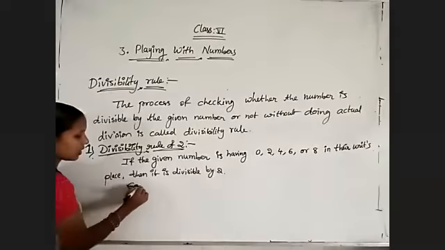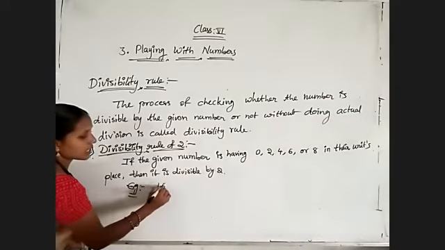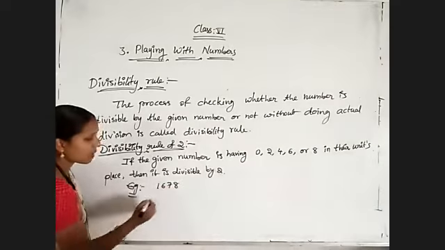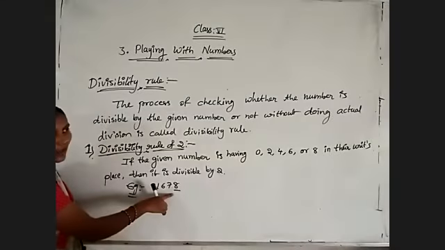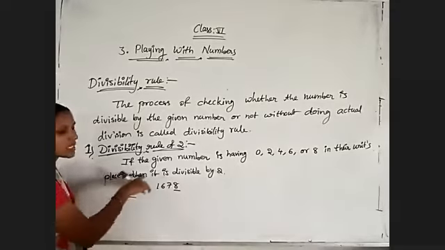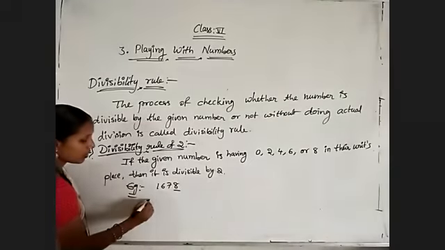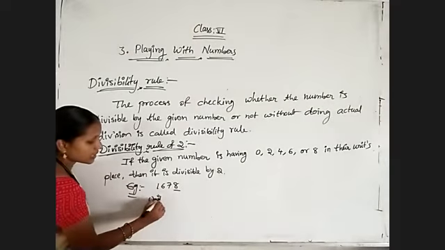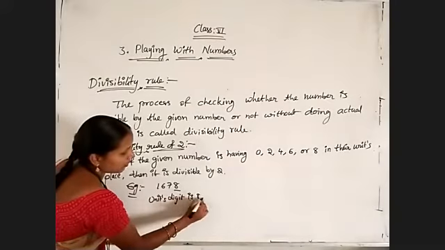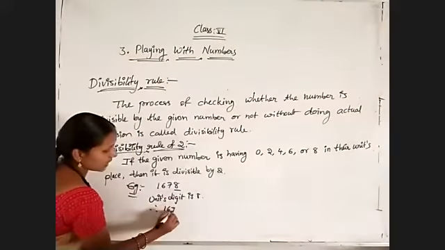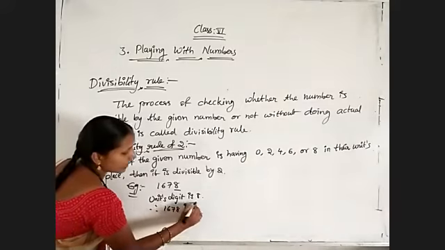So without doing the division, we decide whether it is divisible by 2 or not. For example, I have one number, 1678. Observe here, the unit digit is 8. Because it has 8 in its units place, this complete number is divisible by 2. The units digit is 8. Therefore, 1678 is divisible by 2.